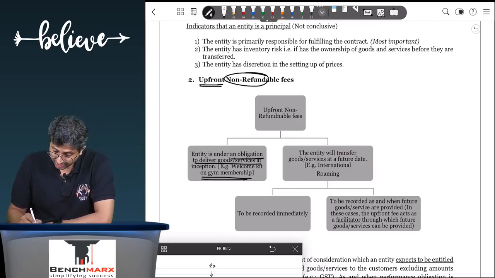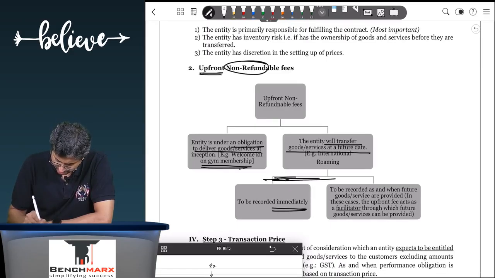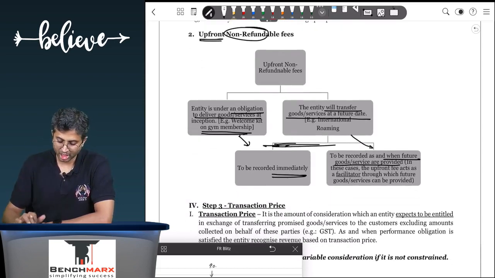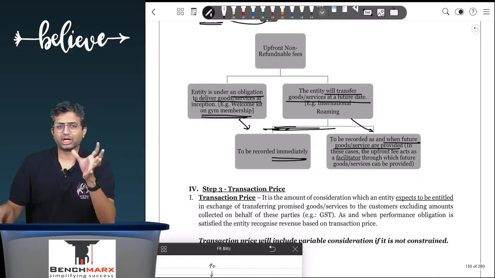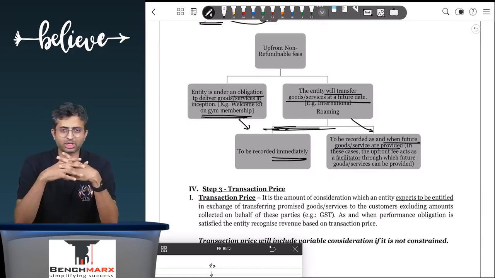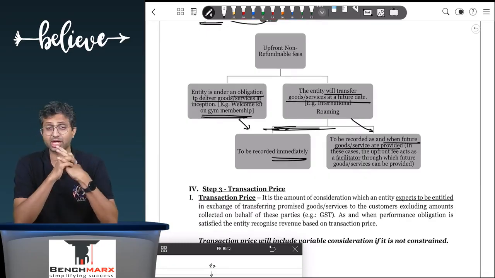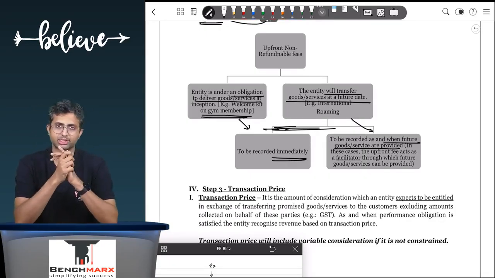However, if the entity is going to transfer goods and services at a future date like international roaming, then this is to be recorded as and when the future goods and services are to be provided, whereas the earlier case is to be recorded immediately. Okay, so there are various cases over here you can refer for performance obligation, but all of them are theory based. Next, going to the more important parts of the standard, that is step number 3, which involves transaction price.